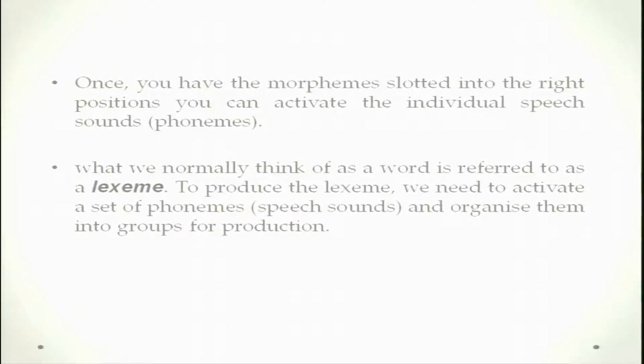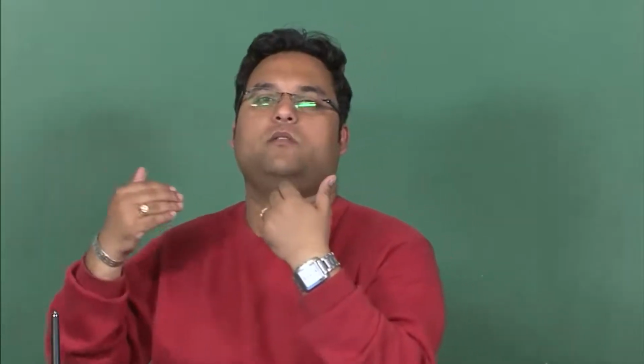Once you have the morphemes slotted into the right positions, you can now start activating the individual speech sounds. This has to happen in a correct order. What we normally think of as a word is actually referred to as a lexeme. Again, in this model, or in reference to the mental lexicon, the actual word is referred to as a lexeme. In order to produce the lexeme, you need to activate a set of sounds which constitute this lexeme, and you have to organize them into particular slots. E, t, ing has to be organized in 1, 2, 3 slots so that you are able to produce it correctly.